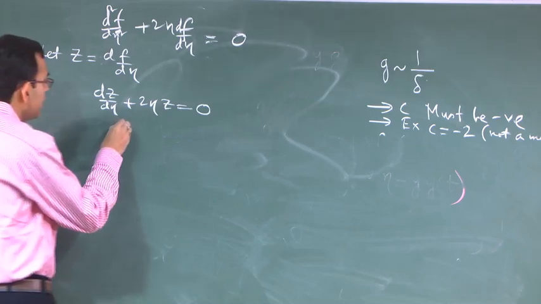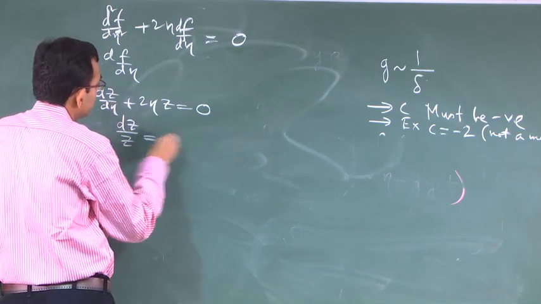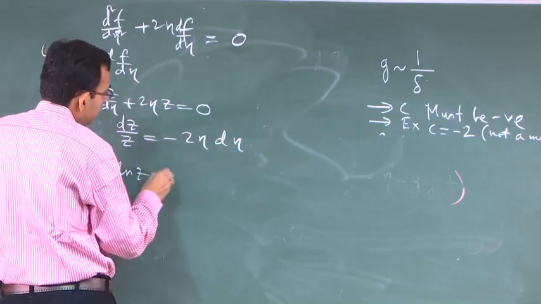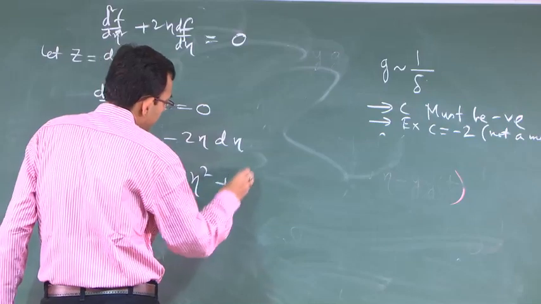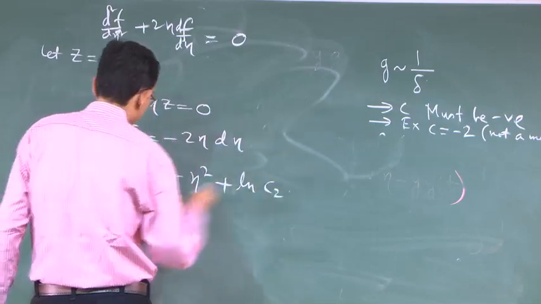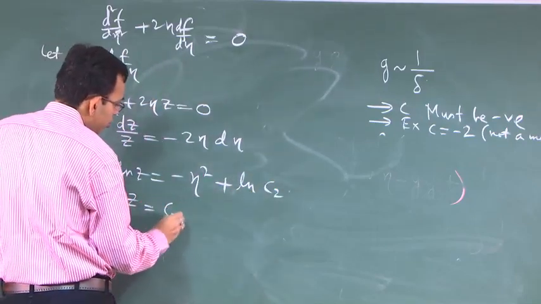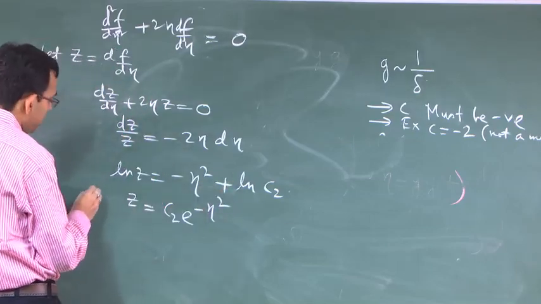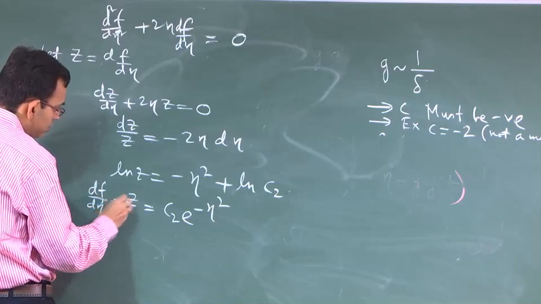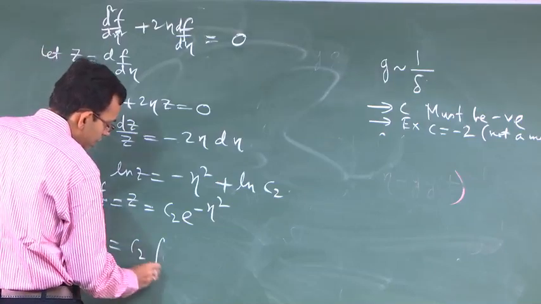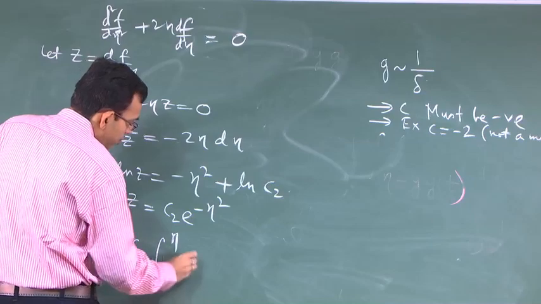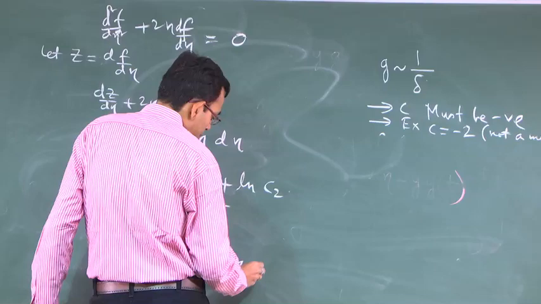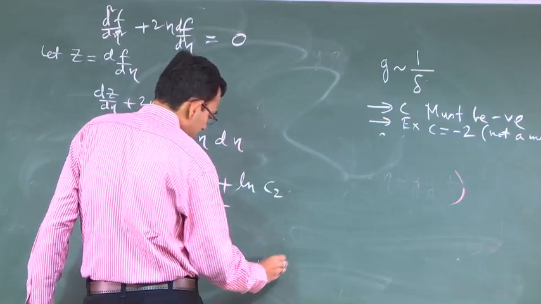So, you can write dz by z is equal to -2 eta d eta. So, ln z is equal to minus eta square plus say ln C2. So, z is equal to C2 e to the power minus eta square. So, z is nothing but df d eta. So, f is equal to C2 integral 0 to eta e to the power minus eta square d eta plus C3.